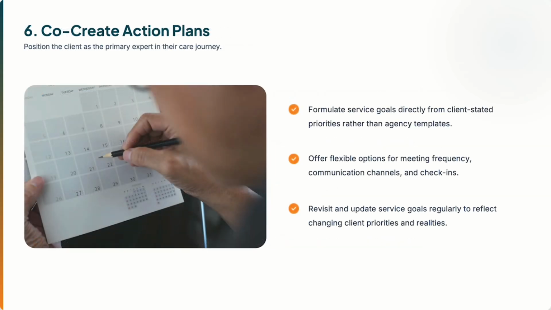Effective co-created care planning positions the client as the undisputed primary expert in their own life journey and recovery. When establishing collaborative social work goals, formulate objective milestones directly from the client's stated priorities rather than boilerplate agency templates. Offer flexible choices regarding appointment frequencies, check-in channels, and community support options to fit their actual daily living reality. Schedule regular check-ins to revisit and adjust these goals as new challenges or personal aspirations naturally emerge. When clients hold the pen on their service plans, follow-through and long-term outcomes improve dramatically.